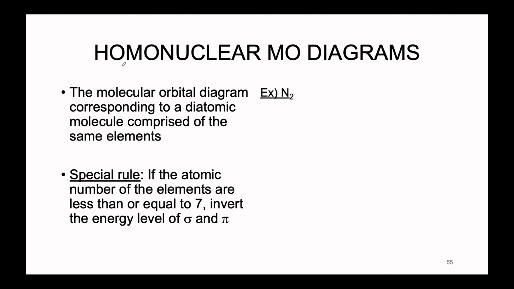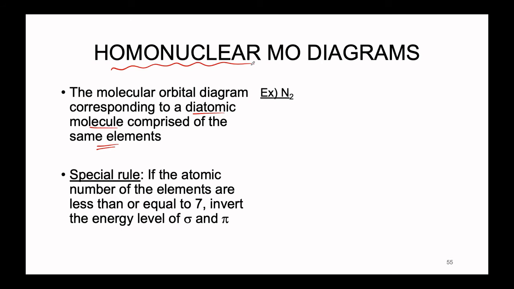This is what we call a homonuclear molecular orbital diagram. This is a diagram that corresponds to a diatomic molecule that is comprised of the same elements. So, for example, we've already drawn H2 and O2. Now we're drawing N2. All of these are homonuclear MO diagrams.